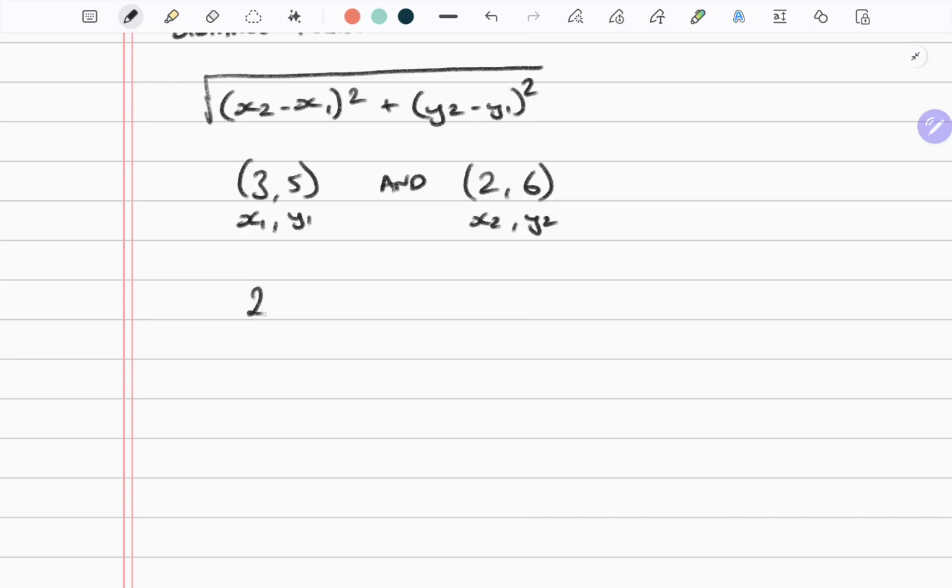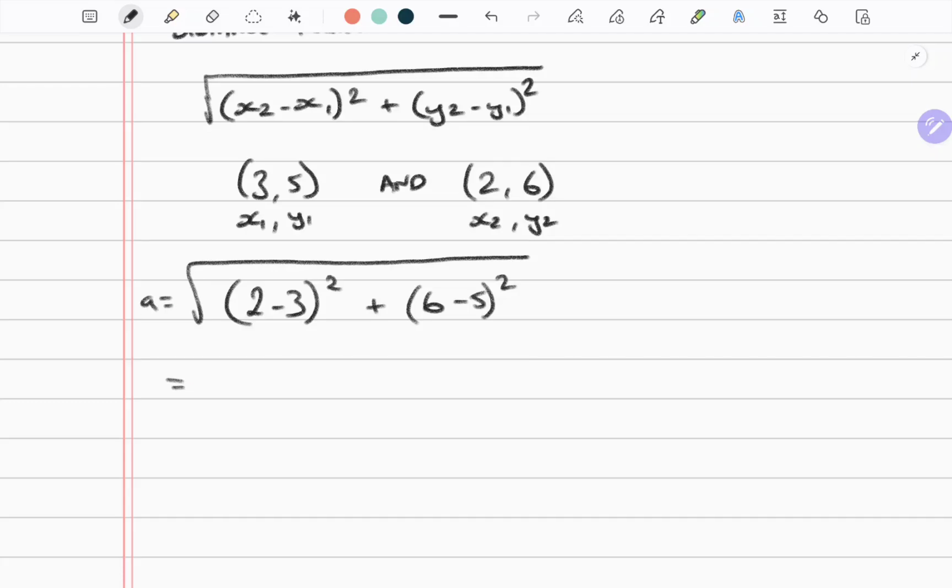So we would have 2 minus 3 squared in the brackets, plus another bracket, 6 minus 5 squared, and then that is all under the square root sign. So what does this look like then? Actually, more specifically, the A from A to B. So I'm going to call it A.